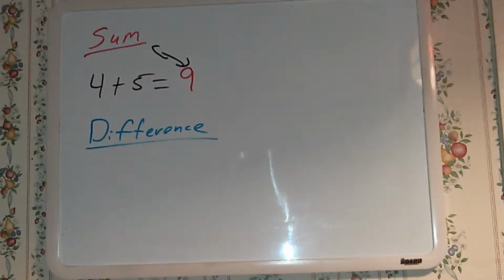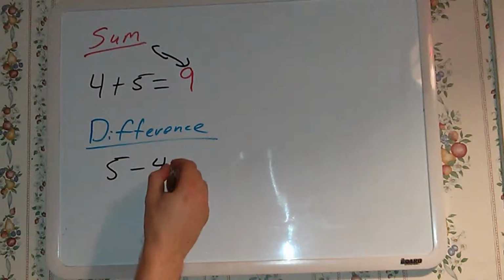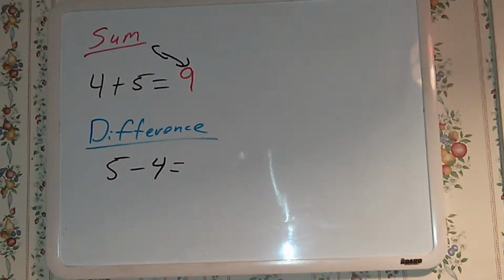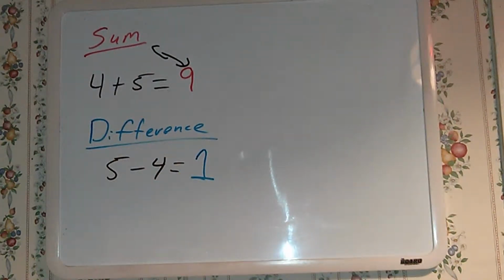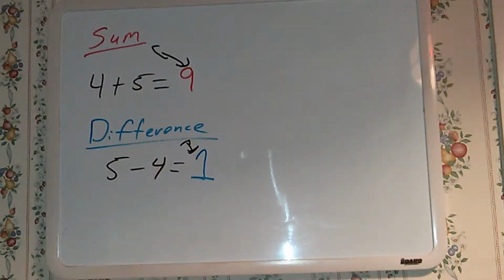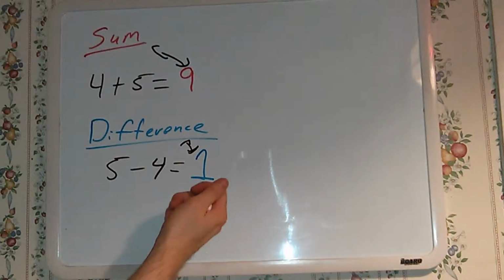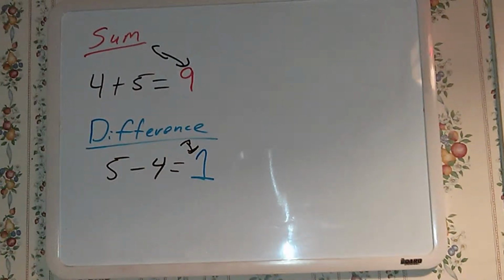D-I-F-F-E-R-E-N-C-E. Difference. And that's when you get two numbers or more, and you subtract one from the other. And that end product is your difference. Now, again, we're just using simple examples with just two numbers, but it doesn't matter how many numbers you're subtracting. Your end result is called the difference. Pretty intuitive that this number represents the difference between these two numbers. And that is then the results of addition and subtraction.